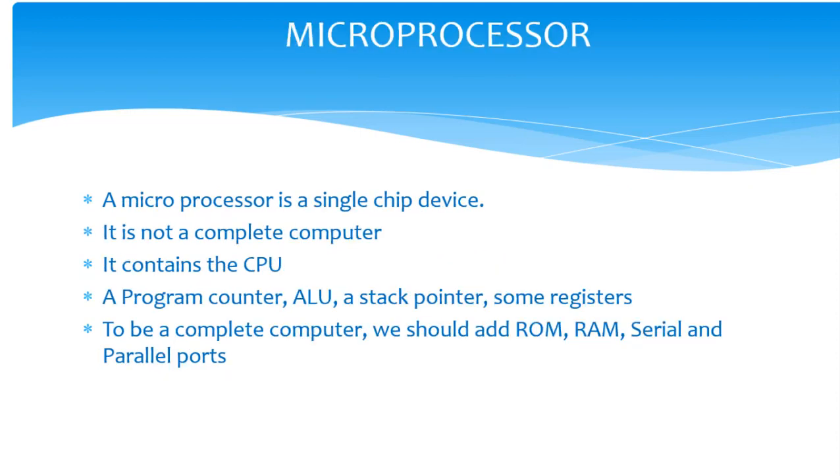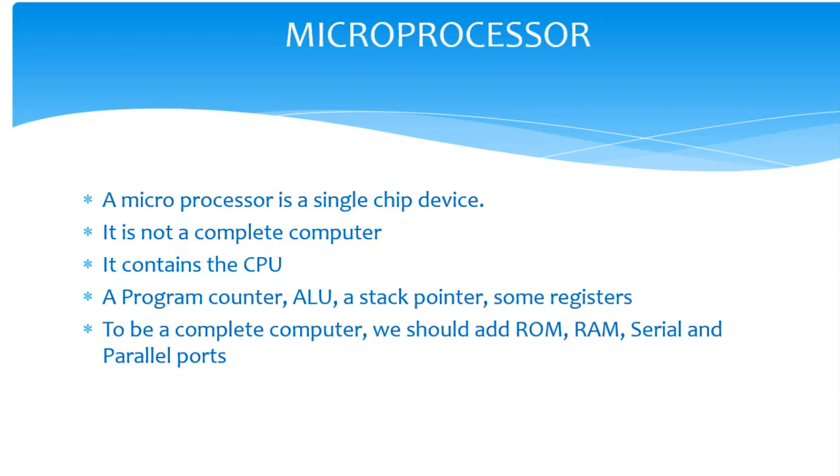Microprocessor. A microprocessor is a single chip device and it is not a complete computer. It just has a CPU, which contains a program counter, an ALU, a stack pointer, and some registers. But to make it a complete computer, we should connect it with some other registers, ROM, RAM, serial, and parallel ports.